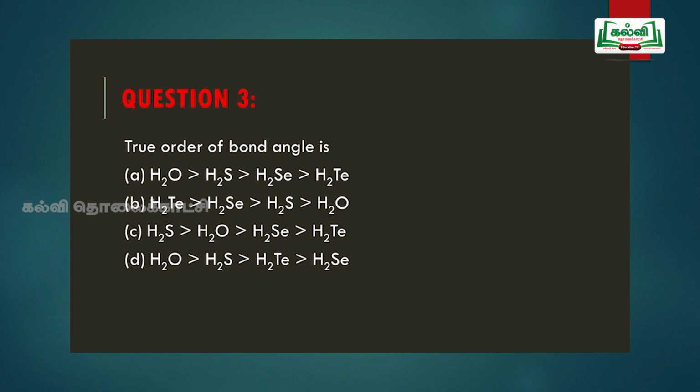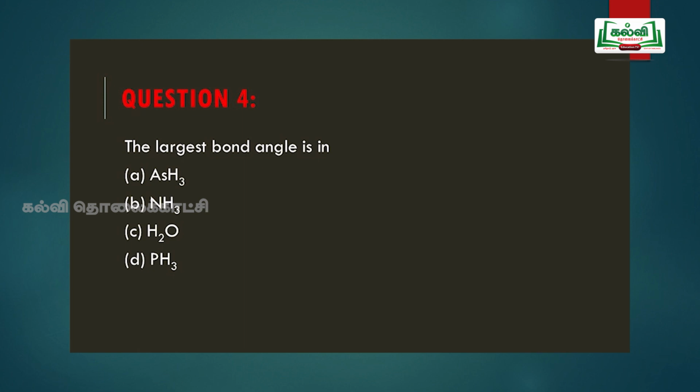Now question number 3, true order of bond angle. That is, which order is correct? Again, if you look at these options, only the central atom is different. Surrounding atom is same. So what is the rule or what is the factor? Electronegativity of the central atom decreases, bond angle also decreases. So the answer is A, because oxygen is more electronegative than sulfur, sulfur is more electronegative than selenium, selenium is more electronegative than tellurium. So electronegativity decreases, bond angle also decreases. So the option A.